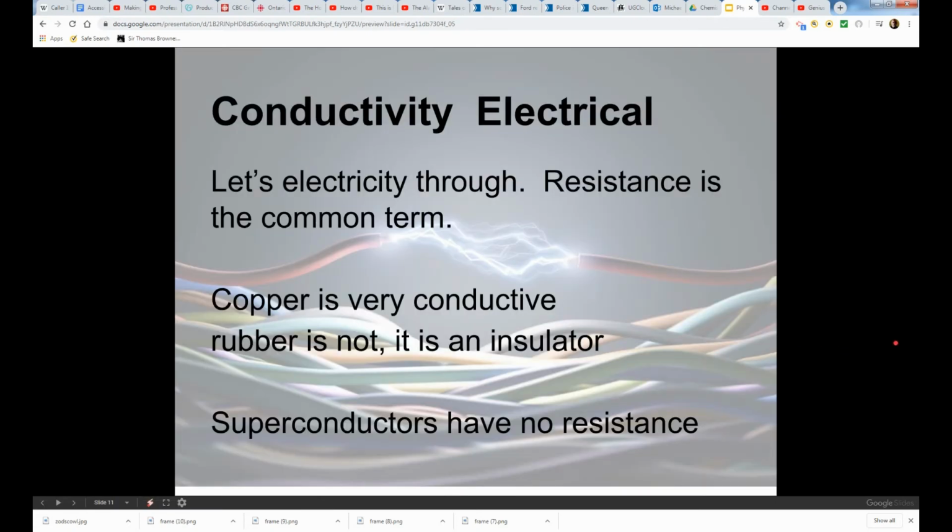Electrical conductivity, we've already kind of done. If you're a conductor for electricity, you'll let electricity through. Resistance is the common term as well. It's the opposite of conductivity. Copper is very conductive, rubber is not. It's an insulator. Superconductors are awesome, cool things that have no resistance at all.